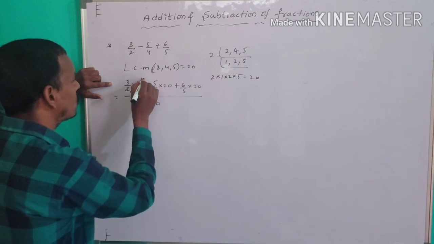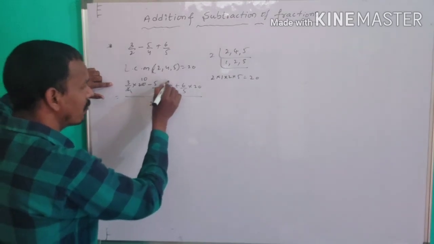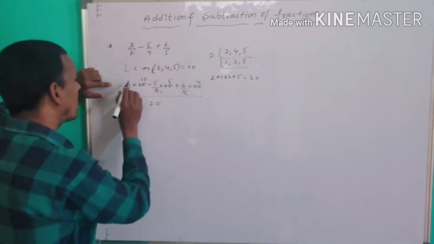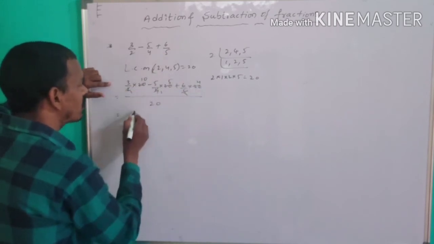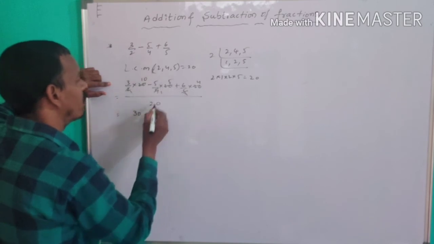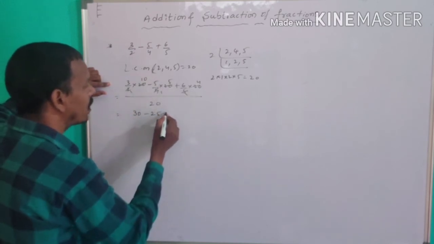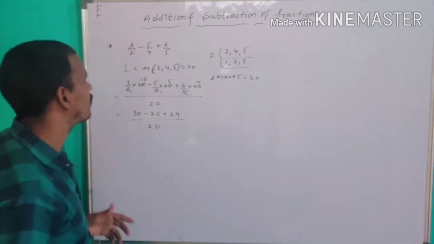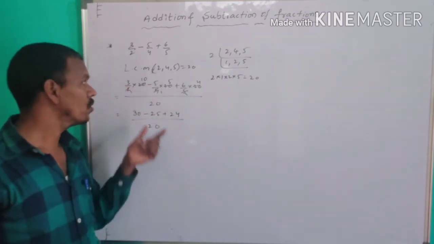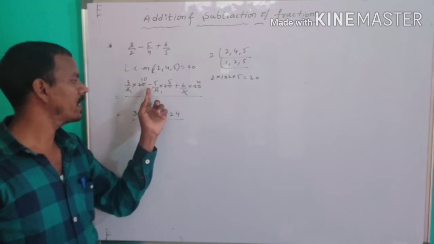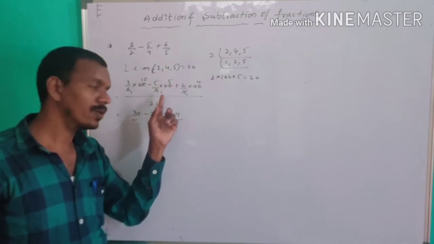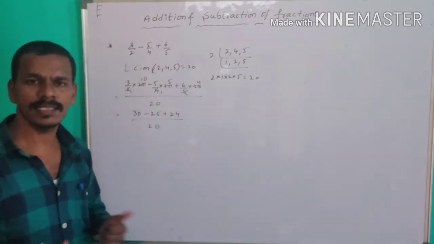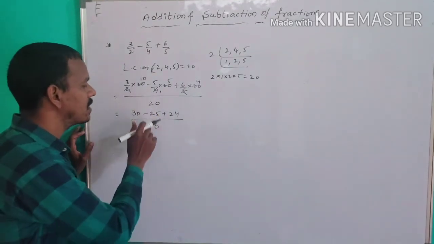2 1s are 2, 10s are. 4 1s are 4, 5s are 20. 5 1s are 5, 4s are 20. So, now 3 into 10, how much? 30. Minus 5 into 5, how much? 25. Plus 6 into 4, how much? 24 by 20. This is very easy. So, 3 into 10, 30, minus as it is, 5 into 5, 25, and plus as it is, 6 into 4, 24, and divided by as it is, 20.